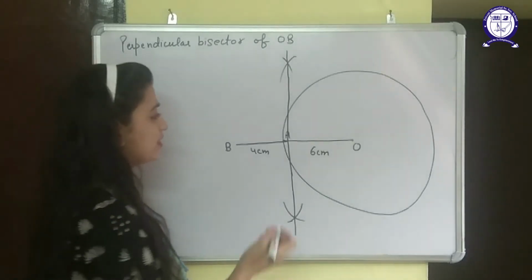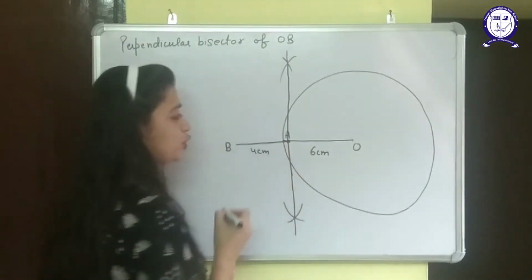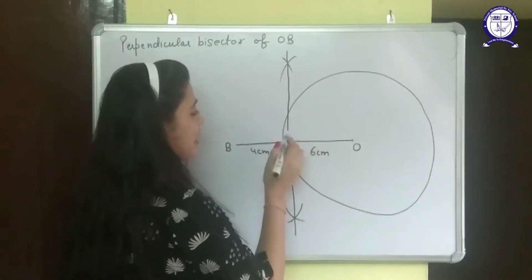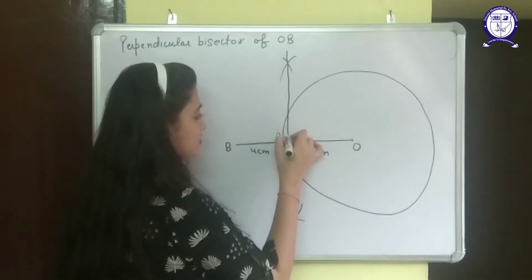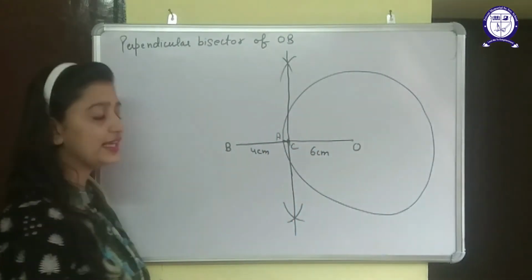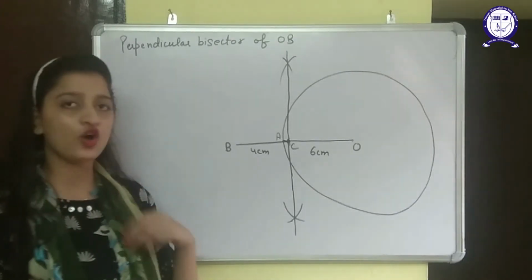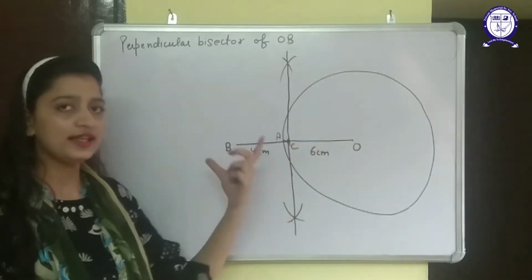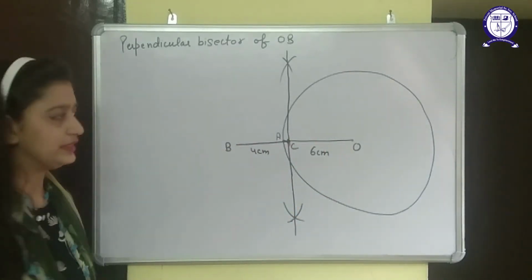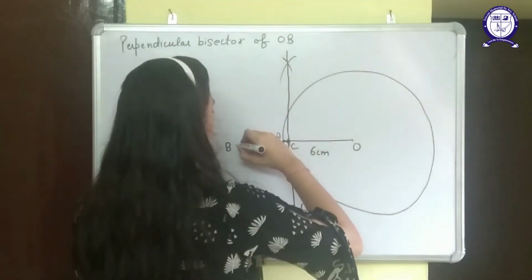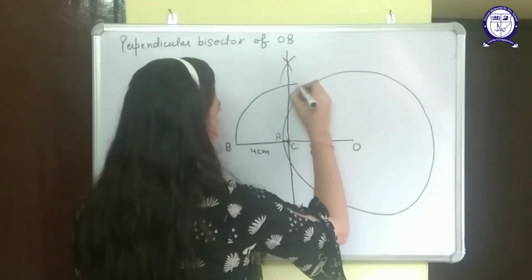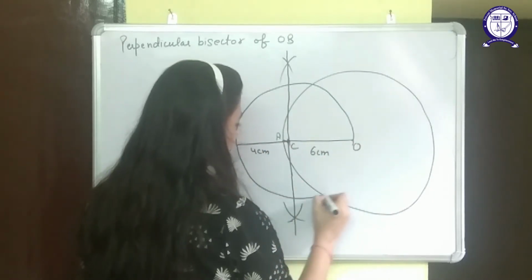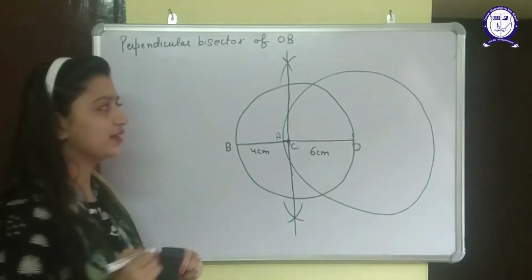So I can see that this is the center of the new circle. You can name this point as C. Now I am going to draw another circle. The radius will be OC, that is 5 centimeter, or you can say PC. So I will draw another circle. So this is my another circle.